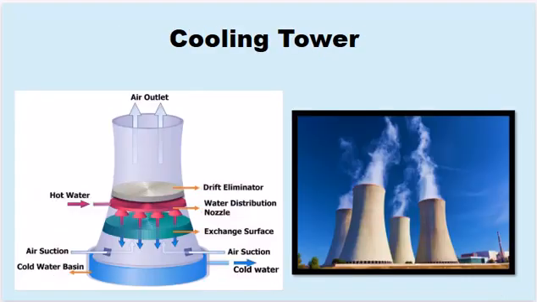Cooling tower. A cooling tower removes excess heat from water-cooled systems through evaporative cooling. Process. Warm water circulates through fill media, where it is exposed to air. A portion of the water evaporates, lowering the temperature of the remaining water. The cooled water is recirculated back into the system.